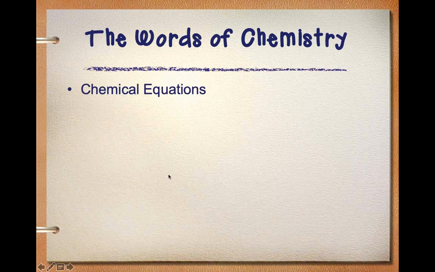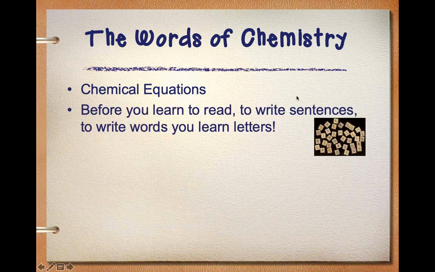When we write chemical equations, think of that kind of like the words of chemistry. So, just like in the English language, or many other languages, of course, before you learn how to read or to write sentences, you learn the individual letters. So, think about, when you were young, you learned the alphabet, and then you put it together into simple words, and then you learned how to read simple words and write simple things, and then you just got more and more complicated.